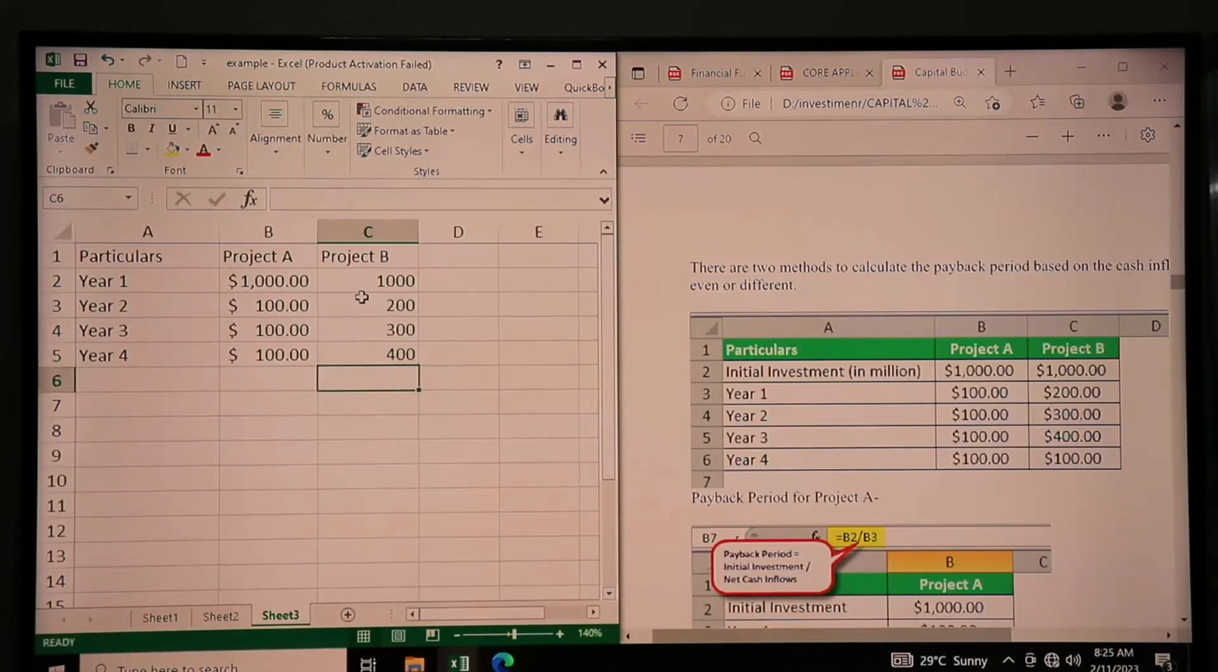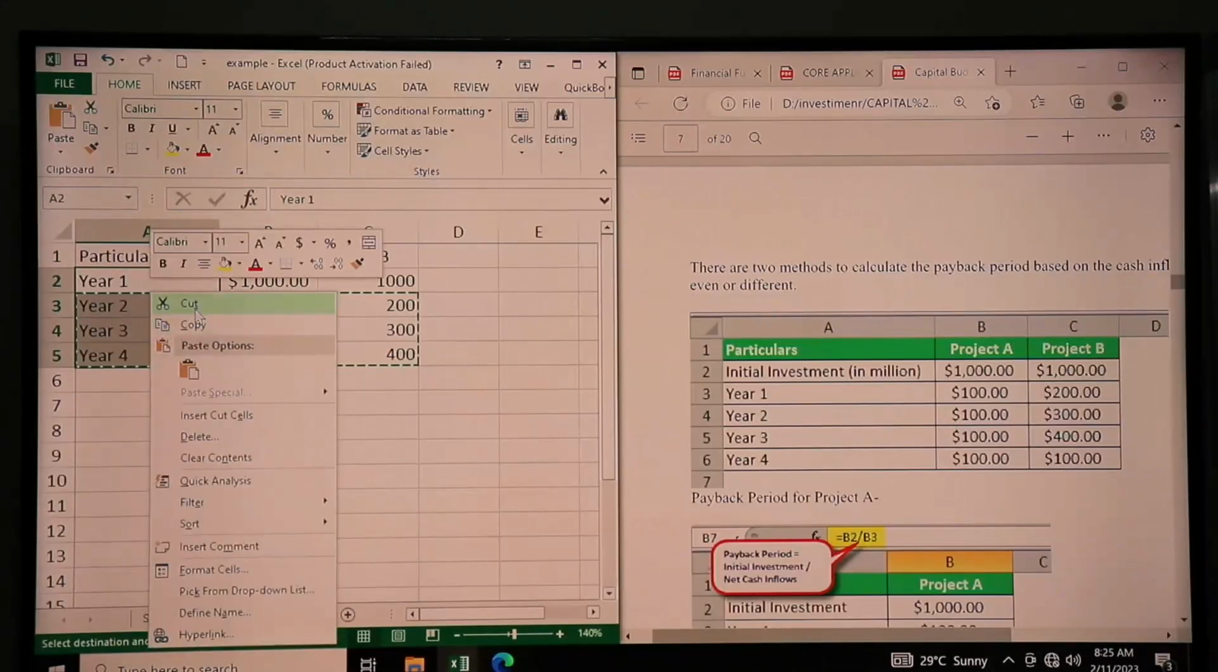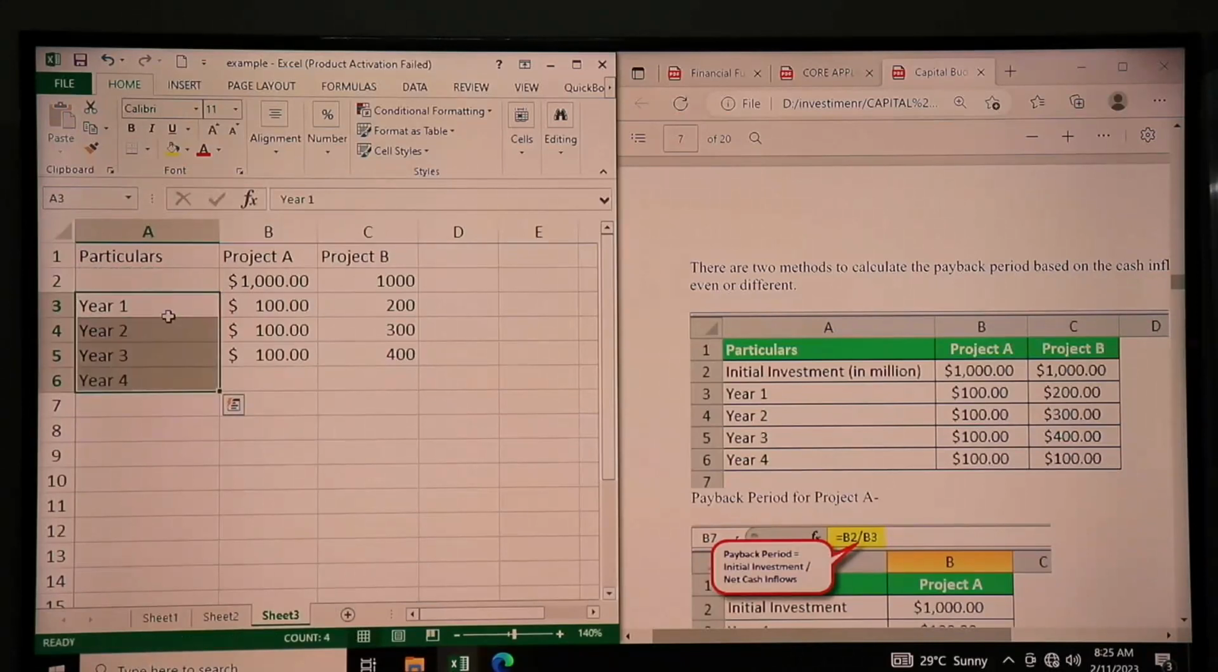So please be typing something to help you. We are given year 1, the initial. Okay, this was the initial investment. We had the initial investment here, so we'll put our initial investment. Copy these. Okay, I get it. This is not year 1. Year 1 starts from here. This was the initial investment.